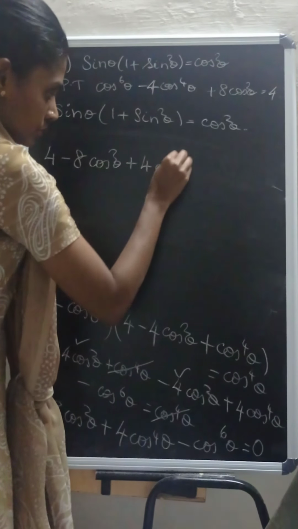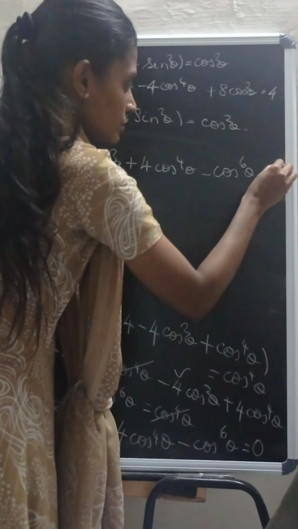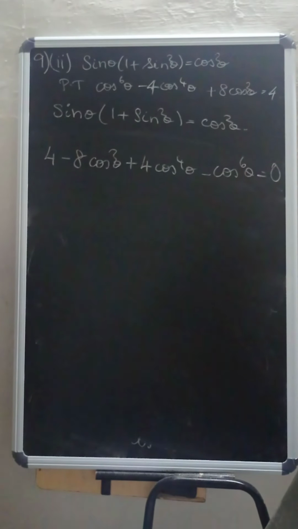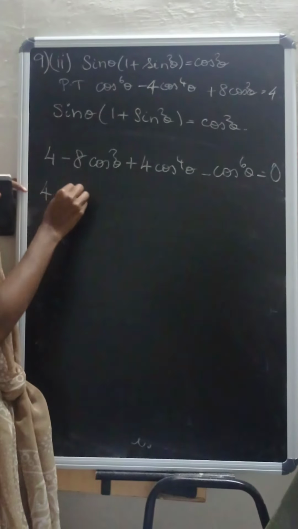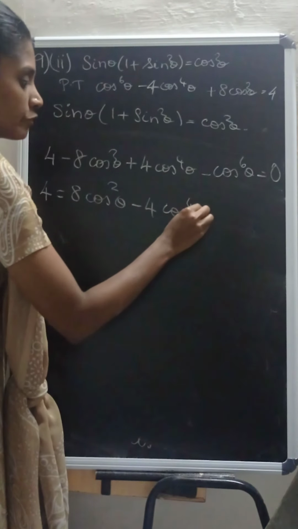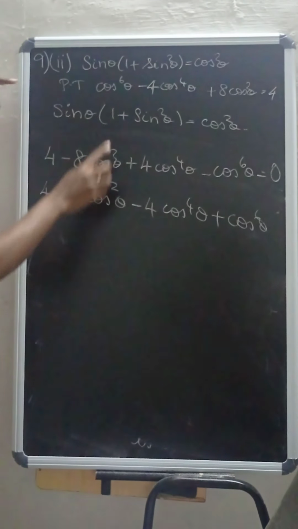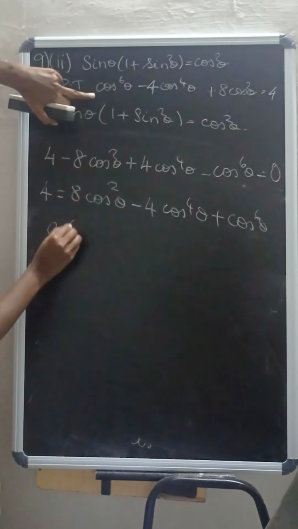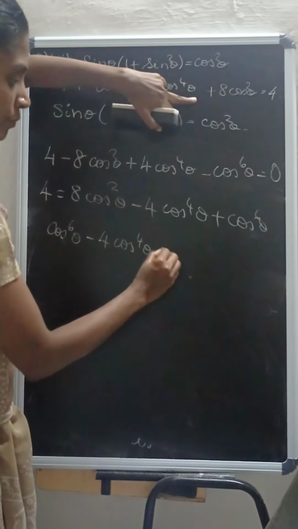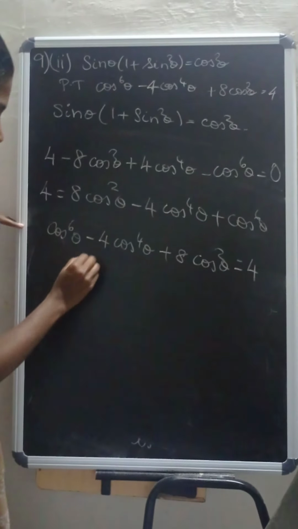Plus 4 cos power 4 theta minus cos power 6 theta is equal to 0. So bring this side. 4 is equal to 8 cos square theta minus 4 cos power 4 theta plus cos power 6 theta. Now see here what they have asked you to prove here. Cos power 6 theta minus 4 cos power 4 theta plus 8 cos square theta is equal to 4. Hence proved.